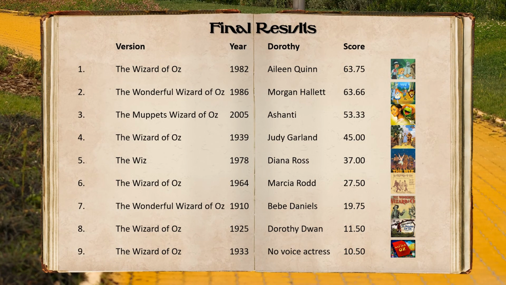After bonus points are figured in, the 1982 version edges out the 1986 version as the most faithful version, even with 86's bonus point, with 63.75 points to 63.66 points. Even though each of these versions earned over 50% of possible points, they were still both under 54%, and the next closest version percentage-wise was the Muppet version, with only about 45% of possible points.